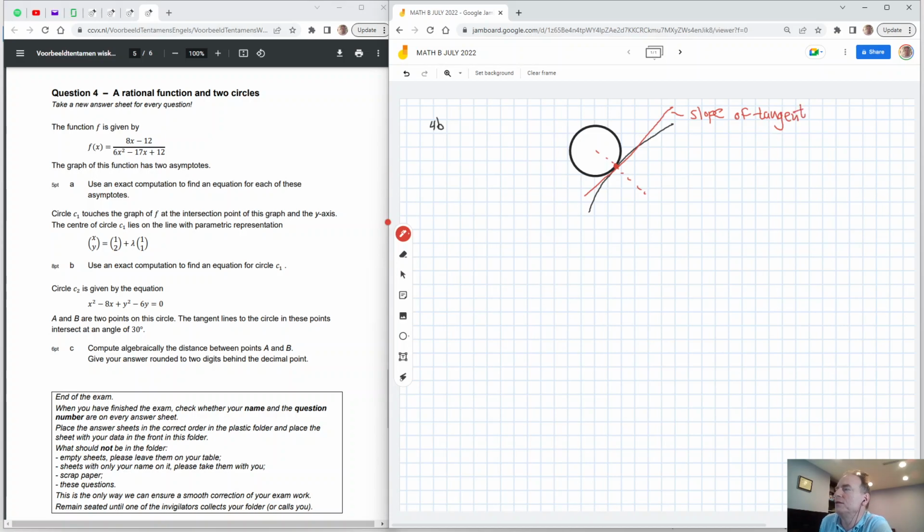So let's, so then we know, if we also know the coordinates of this point, which is given, then we can set up an expression and find this line, and then we also know that the center of the circle is on this line.